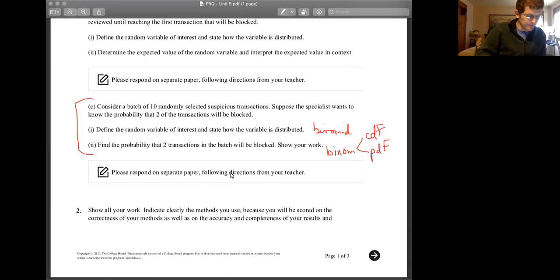So just to wrap it up real quick, PDF is used when we're looking for the probability of exactly X number of successes out of N. CDF is when it's cumulative up to X number of successes. So if we had done CDF, we would have found the probability of 0, 1, and 2 successes. And we don't want that.